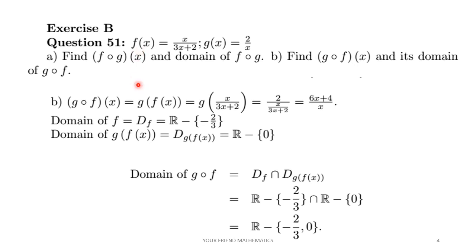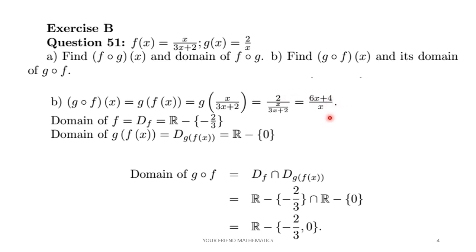Similarly, part B is find g composition f of x and its domain. For g composition f of x, first we apply f and then we apply g. So f of x gives x over 3x plus 2, and now this is the input and we apply g on it. So instead of x we write x over 3x plus 2. Then we simplify it. 3x plus 2 goes up and it becomes 6x plus 4 after multiplying by 2, so 6x plus 4 over x.